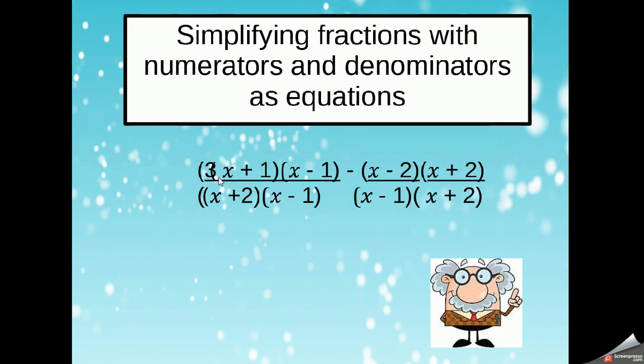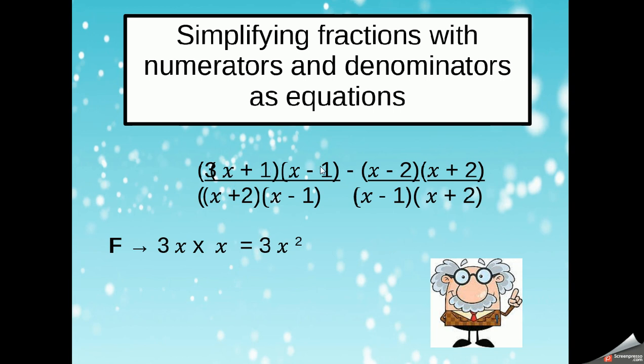Well, this is going to become, because we multiply the tops and we multiply the bottoms when we multiply two fractions, 3x plus 1 times x minus 1, and the bottom is going to be x plus 2 times x minus 1. Notice how I put them into brackets, because when the brackets are next to each other, it represents the fact that we're multiplying the two formulas together. Similarly over here, it's going to be x minus 2 times x plus 2 over x minus 1 times x plus 2.